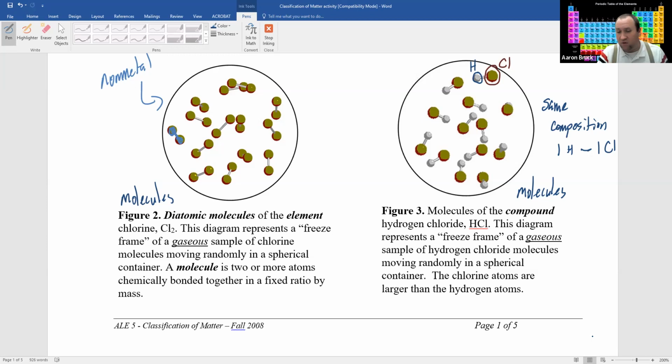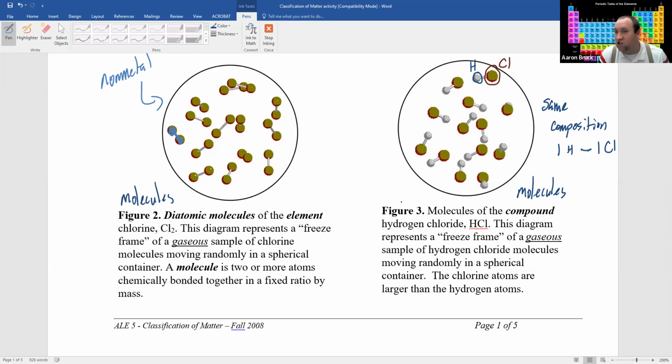But telling the difference between a compound and a mixture can be kind of difficult sometimes, because we see that there are different atoms present in both. How do I tell them apart? Well, one of them is compositionally. Compositionally, I can see every single molecule in this sample is the same. They're all HCl. They all have one hydrogen and one chlorine.